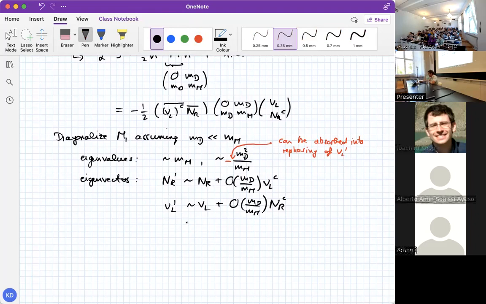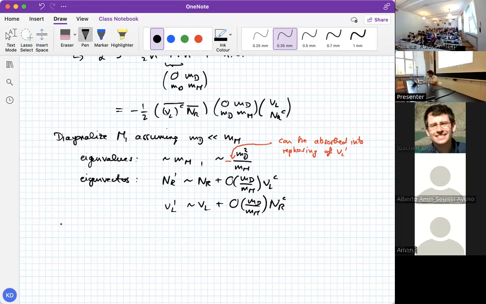The new L fields, on the other hand, the physical new L fields, are almost identical to my original new L fields from my standard model Lagrangian. So for all practical purposes, their interactions are identical to the interactions of neutrinos in the standard model, but their mass is mD squared over mM. And remember, mD is much smaller than mM. So this is now a very small number.